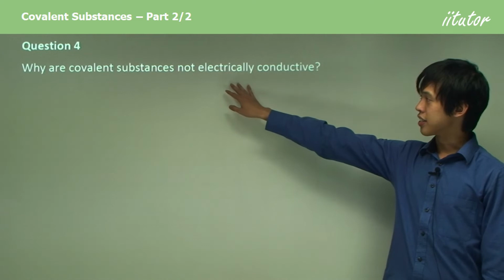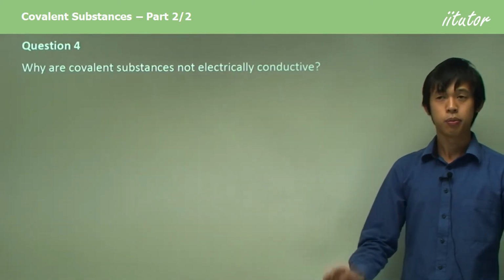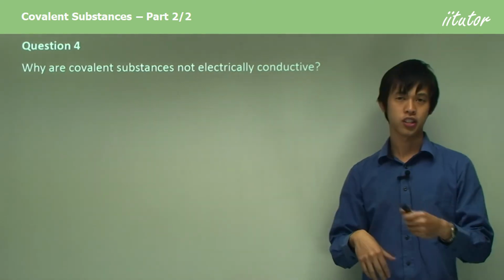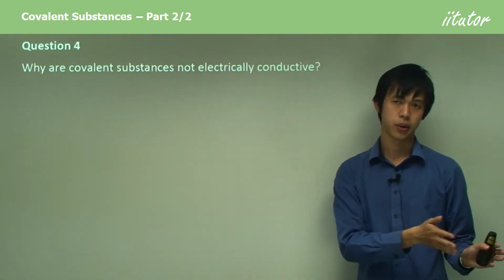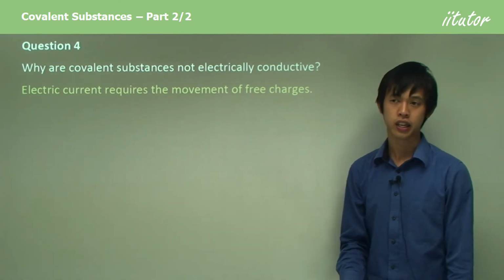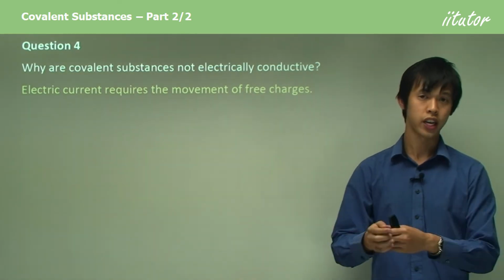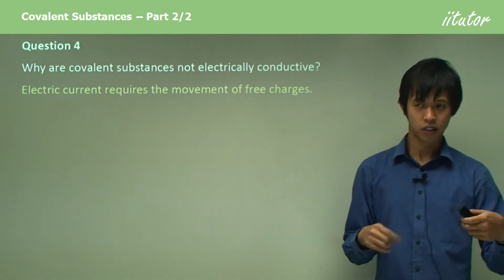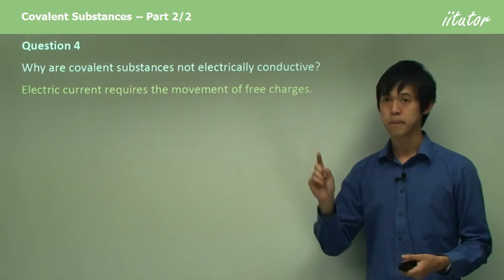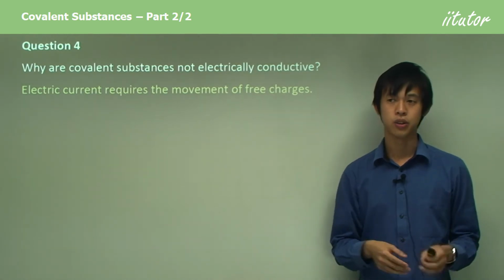And why are covalent substances not electrically conductive? And I'm talking about covalent substances as a whole, with the exception of graphite, not just covalent molecular or covalent network. Well, electric current obviously requires the movement of free charge. It needs electrons moving, or it needs ions moving, or if you're a physics student, it needs positrons moving. Not that we get lots of positrons anyway, but it needs a charge that's moving in order to get electrical current.